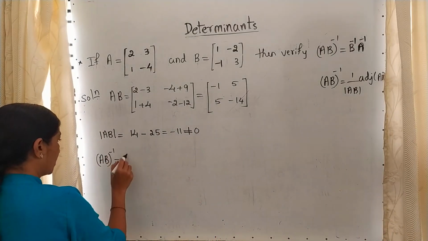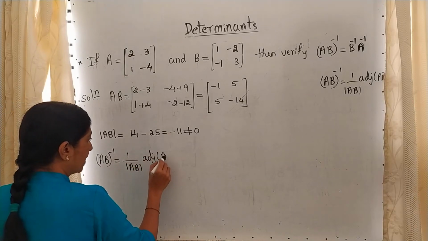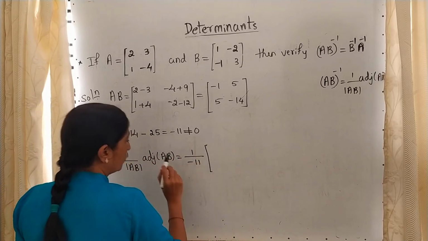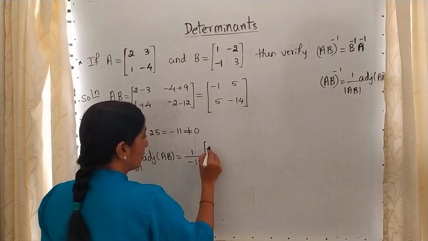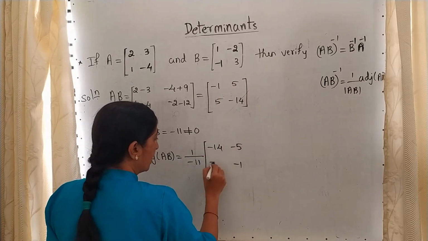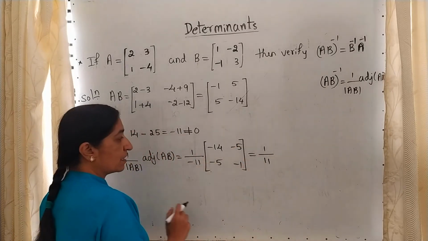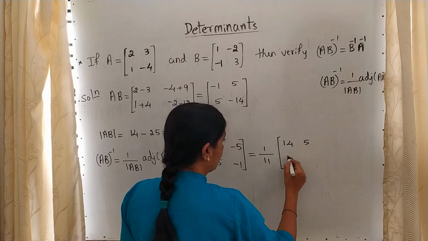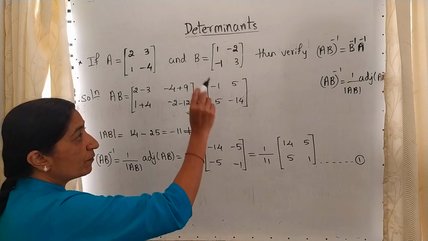(AB) whole inverse is equal to 1 upon determinant of AB into adjoint AB. Adjoint AB I am writing directly. It is 1 upon minus 11. So adjoint AB means just interchange the principal diagonal elements. First write that. Then change the sign of the non-diagonal elements. In the next step, I am taking the minus sign inside the matrix. That means each number is multiplied with minus sign. This is equation 1.